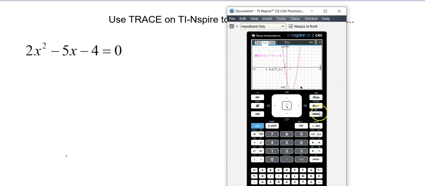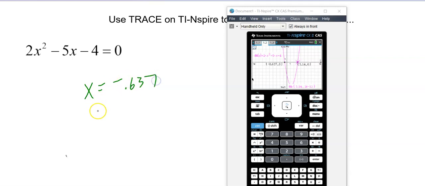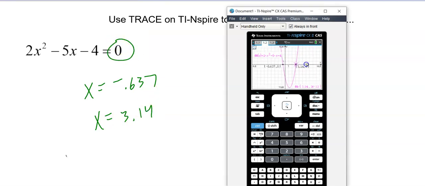And then if you trace over the other one, menu 5.1, go to the right. So I'm clicking the right arrow. 3.14, very close to pi, is the other one. So we have solutions at x equals negative 0.637 and x equals 3.14. Notice we're finding where this is set equal to 0 on the graph. That's equal to 0 there. So we're finding the zeros of the graph. It says the word zero when you find the x values when the y value is 0, is basically what we're finding.